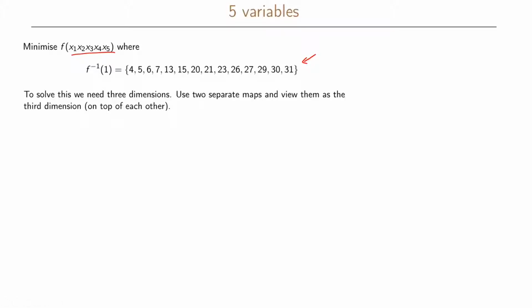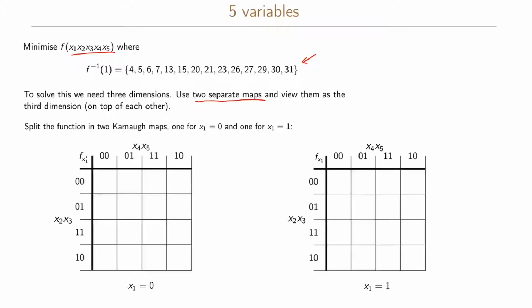Our Karnaugh maps can only have at most 2 variables in each dimension, and since we have 5 variables here, we need to solve this by looking at 3 dimensions instead of 2 as we have done previously. So we need to use 2 separate Karnaugh maps, and then we view them as the third dimension, one map being on top of the other map. For the first Karnaugh map, we fix the variable x1 to be 0, and for the second one we fix the variable x1 to be 1.